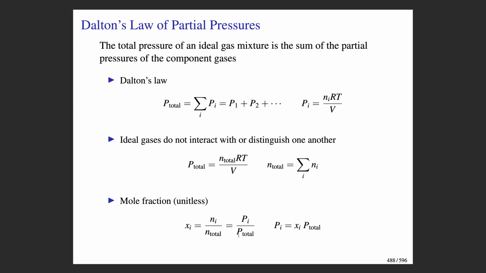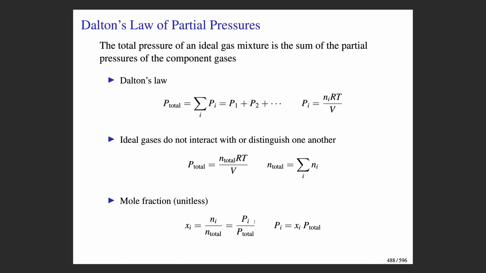Okay guys, in this video we're going to be talking about Dalton's law of partial pressures, which applies to mixtures of ideal gases. Dalton's law tells us that the total pressure of an ideal gas mixture is just the sum of so-called partial pressures of the different gas components. So the idea here is that we've got a mixture of gases made up of several ideal gases.